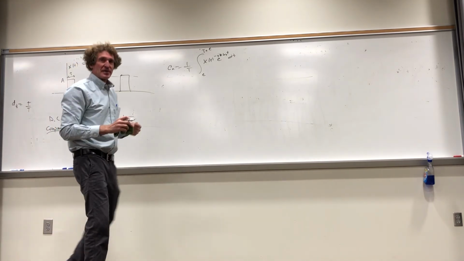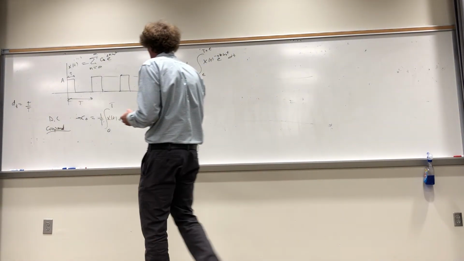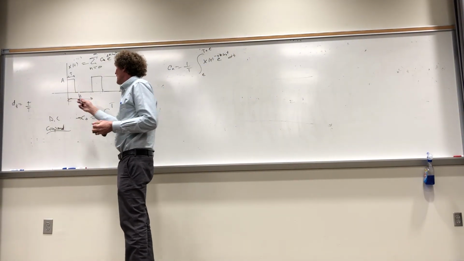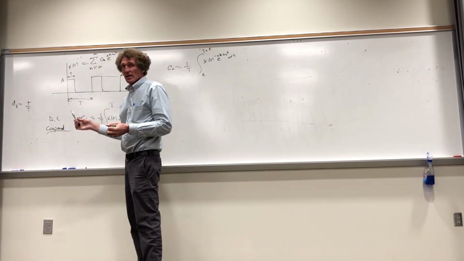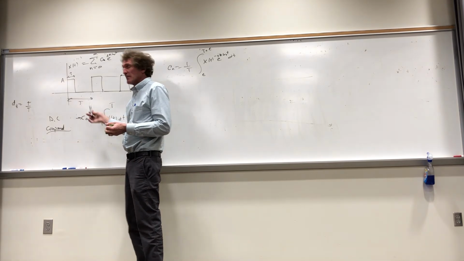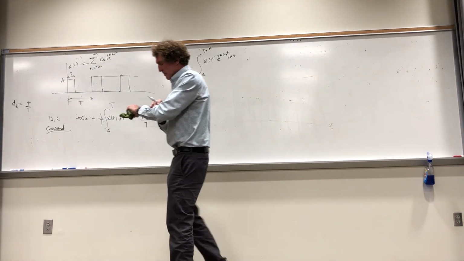What's the average value of that signal by looking? Well, what's the integral of x of t dt? Isn't it just A times tau, right? Isn't that right, class? That's the area under this curve, right? And I have to divide that by capital T. So that would be C0.